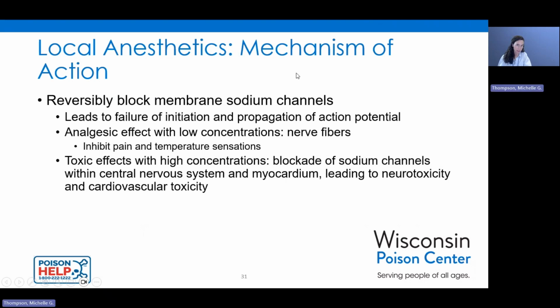The mechanism related to local anesthetics is a reversible inhibition of membrane sodium channels. This ultimately leads to failure of initiation and propagation of an action potential. When we're talking about the analgesic effects related to these medications, it's at much lower concentrations. We're looking at inhibition of sodium channels at the nerve fiber level. This ultimately leads to inhibition of pain and temperature sensations. However, in the setting of accidental intravascular administration, which will lead to much higher concentrations and toxic effects, we have inhibition of sodium channels within the central nervous system and the myocardium, which leads to neurotoxicity and cardiovascular toxicity.